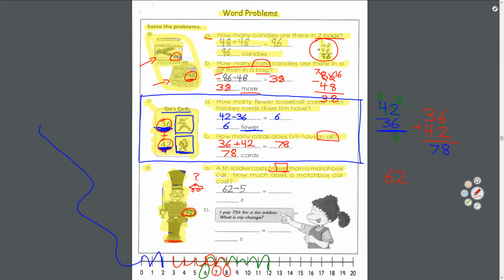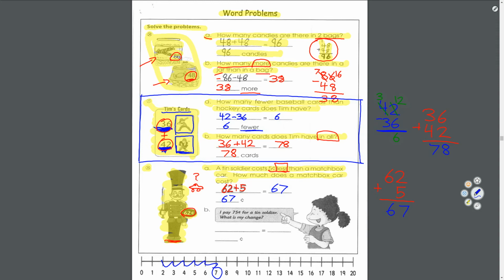I see I made a mistake. Down here, I wrote 62 take away 5. It should actually be add 5 because the car costs more. So it's a good thing you watch this video. Hey, I'm not perfect. I make mistakes. Okay, let's use our number line. 2 plus 5. 2 plus 1, 2, 3, 4, 5. 7 in the ones place. Drop the 6. 67. So that means a Matchbox car costs 67 cents.